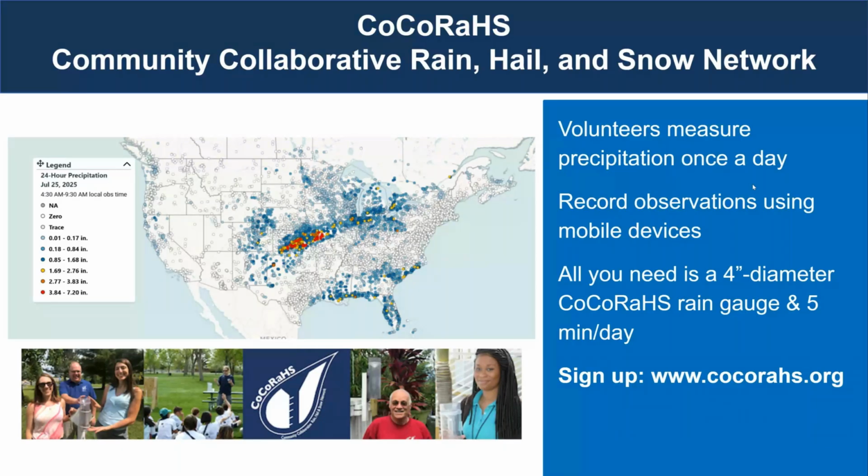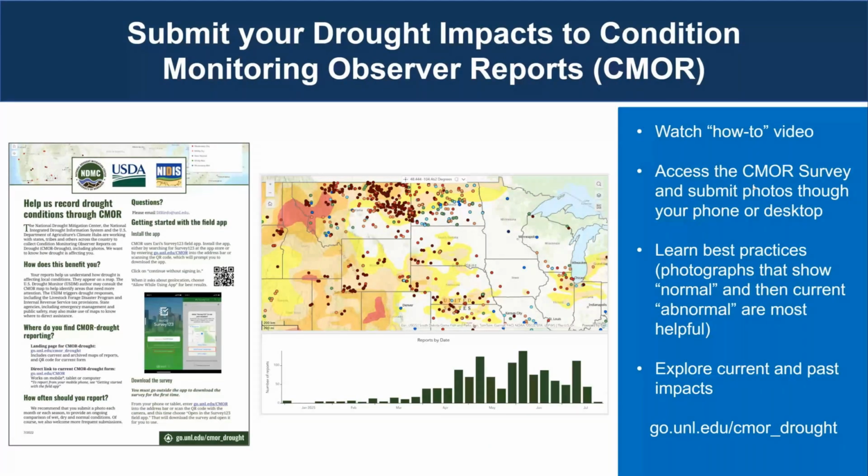Now, understanding how drought impacts you is important for drought assessment at the state, regional, and national levels. The National Drought Mitigation Center Condition Monitoring Observer Reports, or CMOR system, is a great way to submit the impacts you're experiencing from too much or too little water. Becoming a regular observer makes this information more accessible to those who assess drought in your state. Links to learn more and to view reports, again, will be in the chat.